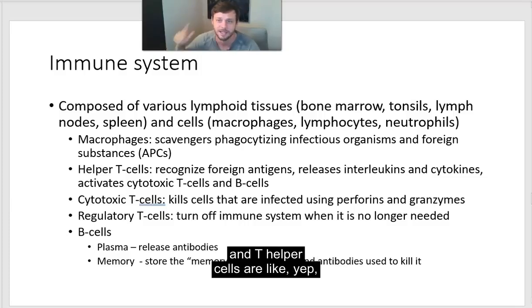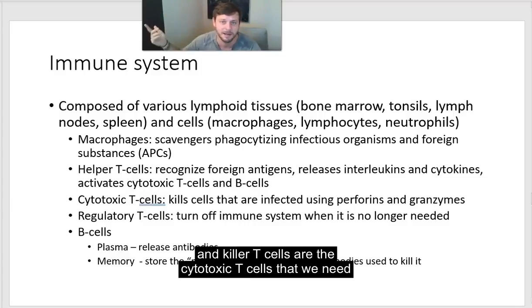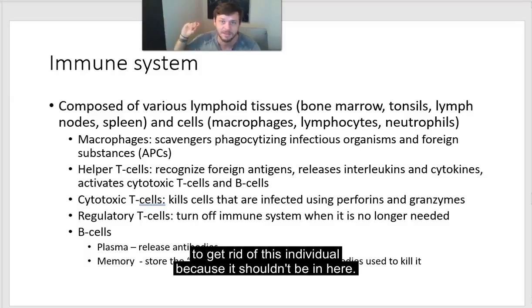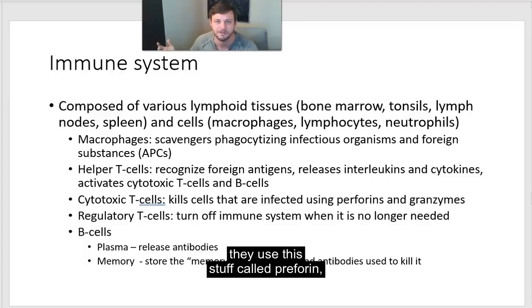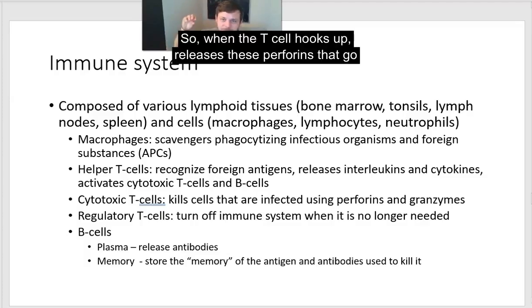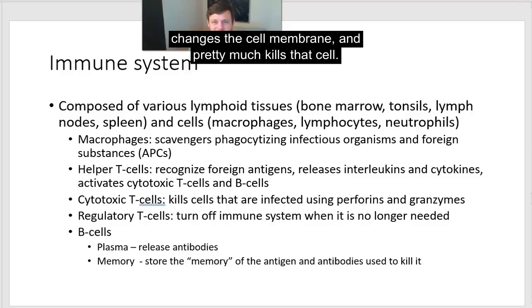And T helper cells are like, yep, that's a bad guy. I'm going to go tell the B cells and the killer T cells, or the cytotoxic T cells, that we need to get rid of this individual because it shouldn't be in here. So then your cytotoxics go off and kill these cells. They use this stuff called perforins. They are proteins. So when the T cell hooks up, it releases these perforins that poke big holes in the cell, changes the cell membrane, and pretty much kills that cell.